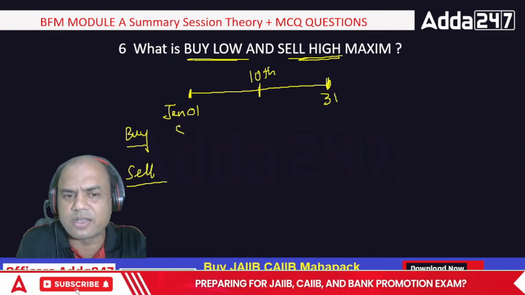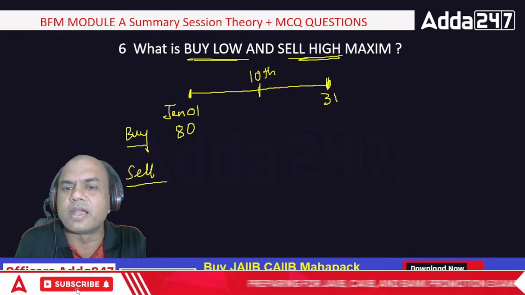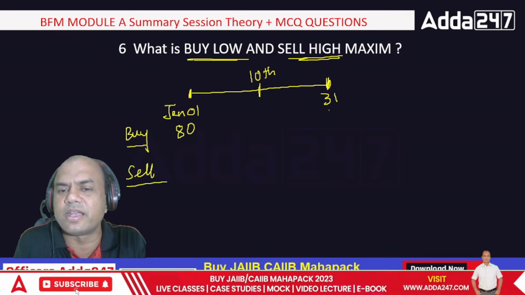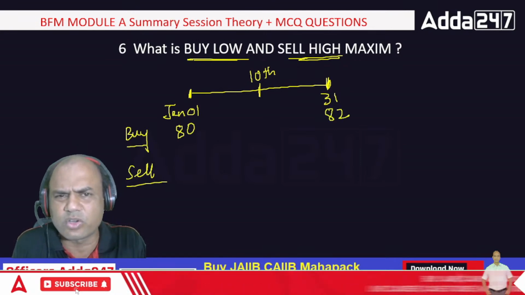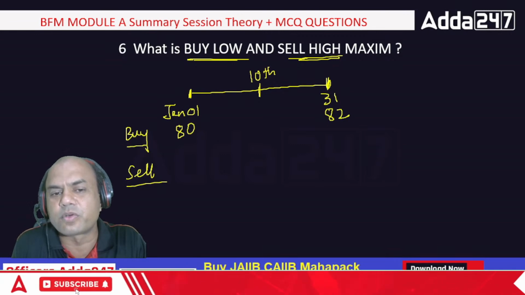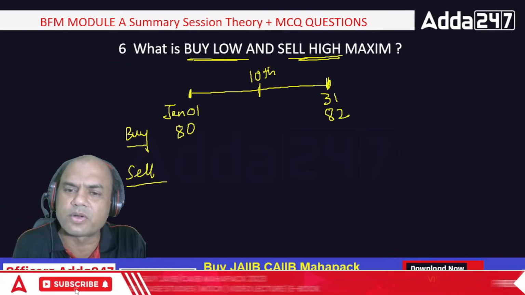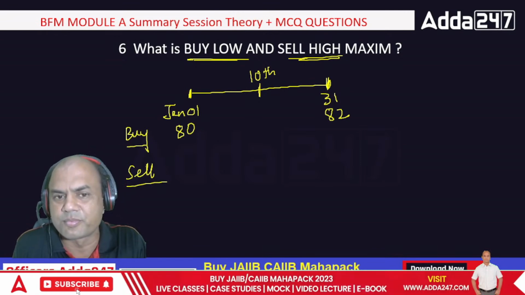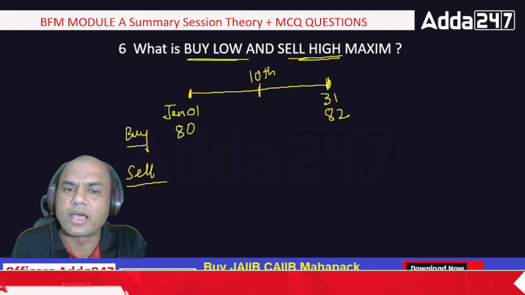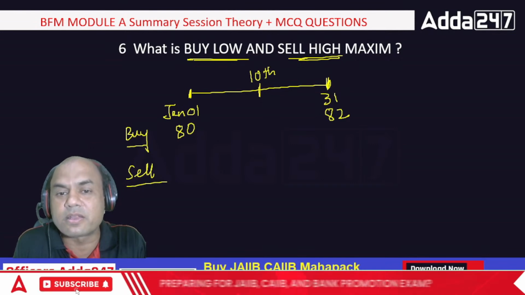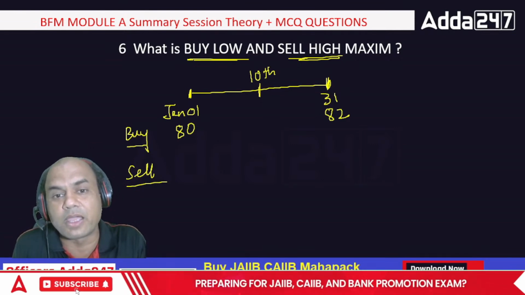Let's say this is 80. And this 31, the rate is, let's say, 82 rupees for $1, and here 82 rupees for $1 for January end. So what will I do? I'll buy low. If I have to buy the currency, if I am the bank, I'll buy at 80.